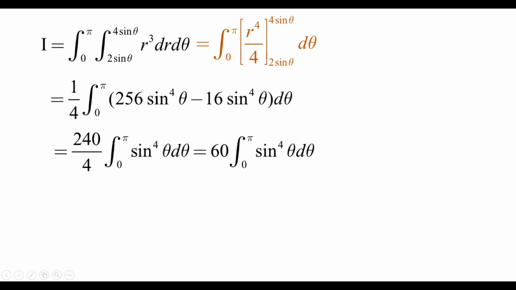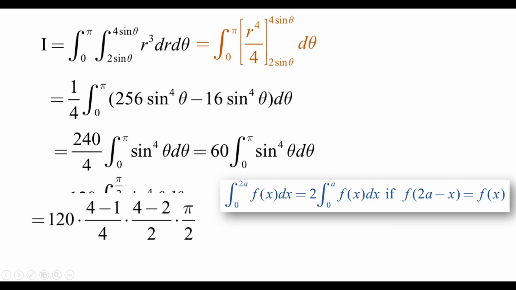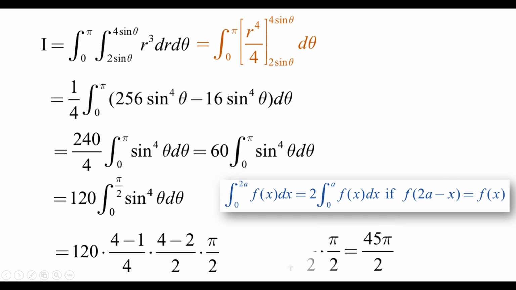To evaluate the outer integral, now we have the integral from 0 to pi of 60 sin^4 theta d theta. To evaluate this integral, we can use the reduction formula for sin^n theta. Calculating these integrals from these formulae, after simple calculation, we will get the answer as 45 times pi by 2.